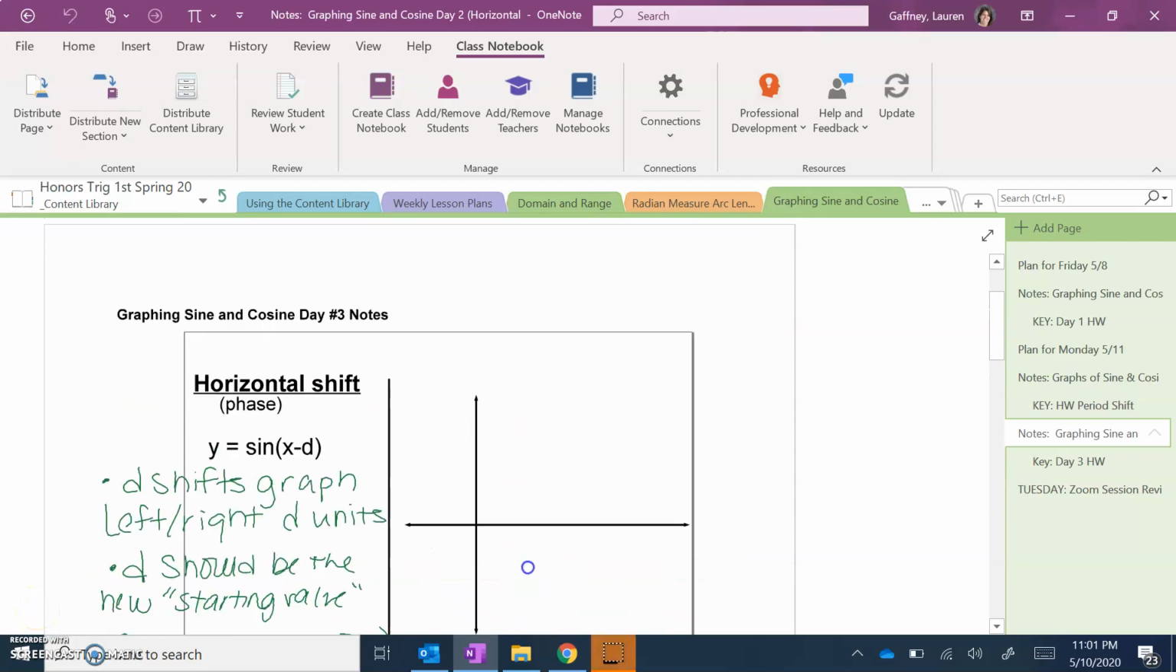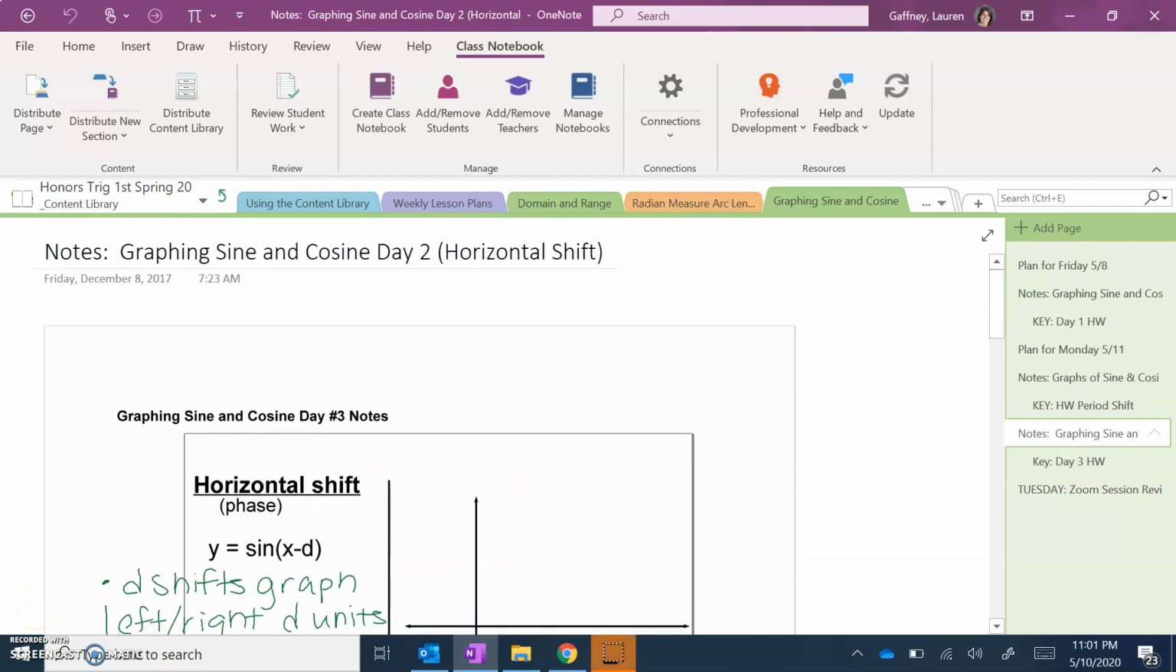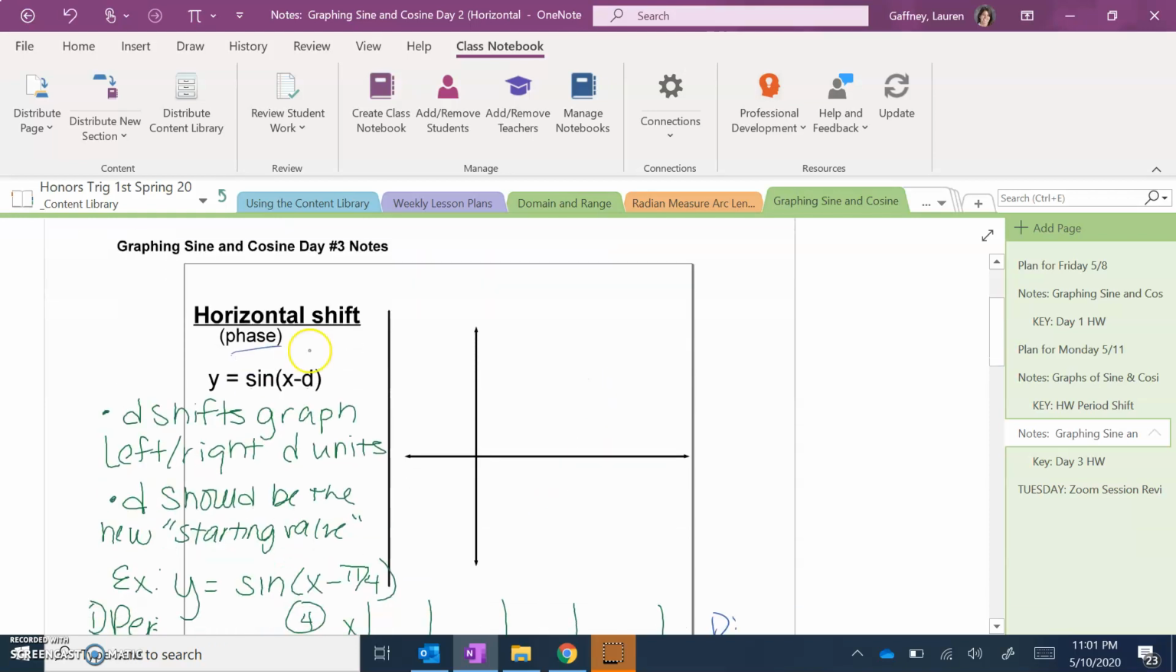Alright guys, this video is on the horizontal shift. Some people call it a phase shift. Now you have a value added or subtracted inside with the trig function. So that d value shifts the graph left or right d units.